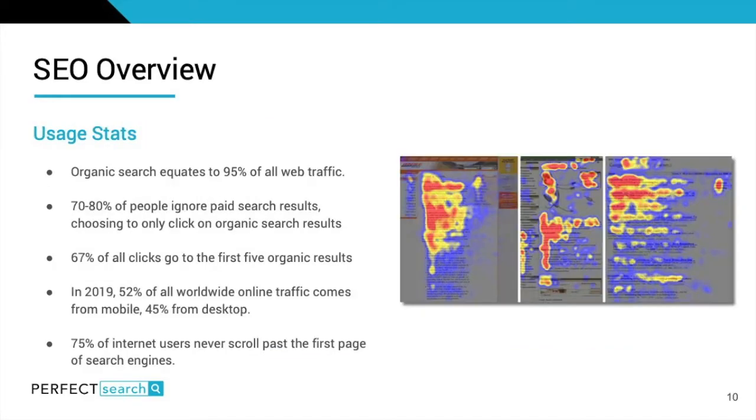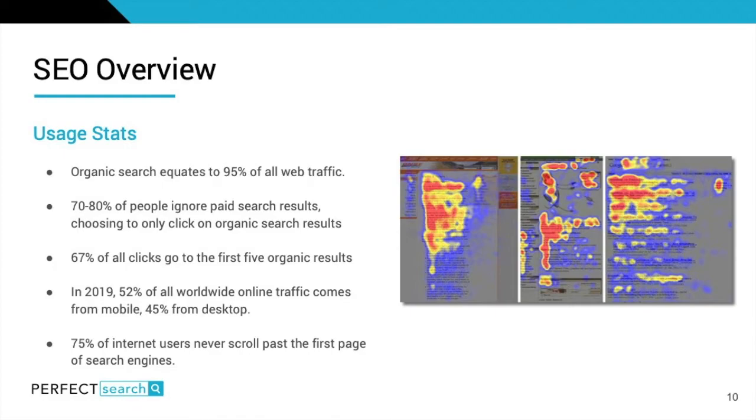So some stats that we can quickly touch on. Organic search equates to roughly 95% of all web traffic. Around 70 to 80% of people are actually ignoring those paid search results, those ads that you typically see at the top and the bottom of any search, skipping right over those, choosing to only click on organic search results because they find that more trustworthy. With that said, 67% of all clicks are going to the first 5 organic results that you see. Most people don't even click to page 2 of Google. It's usually within those first 5 that the majority of clicks go to.